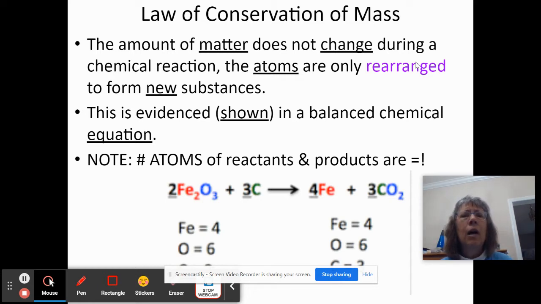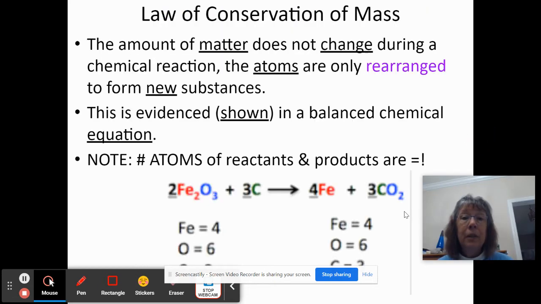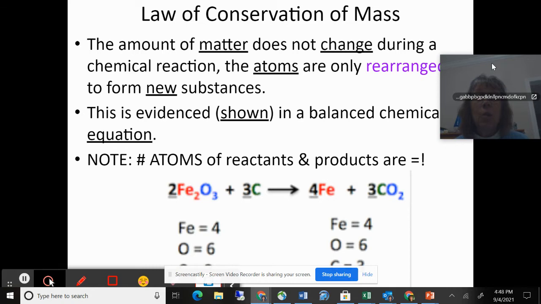Comprehension check. So the law of conservation of mass: the amount of matter does not change during a chemical reaction. The atoms are only rearranged to form new substances. And this is shown in a balanced chemical equation. Note that the number of atoms in the reactants and products are the same, and they are equal.